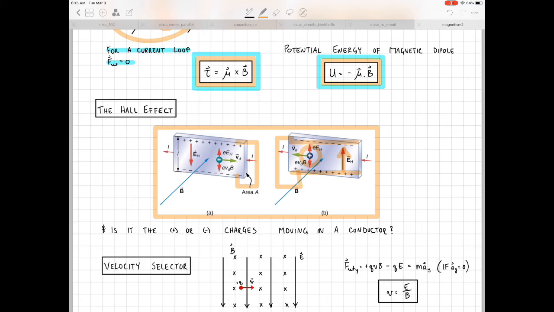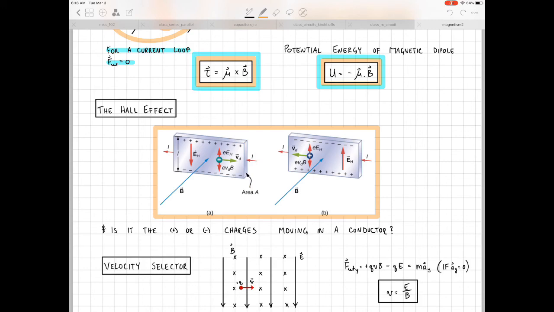And so if you run this experiment and measure the potential across the top and the bottom, you can immediately determine if it's the positive charges that are moving or the negative charges that are moving. And of course, when you do that, for most conductors, you find that it's the negative charges that are moving.